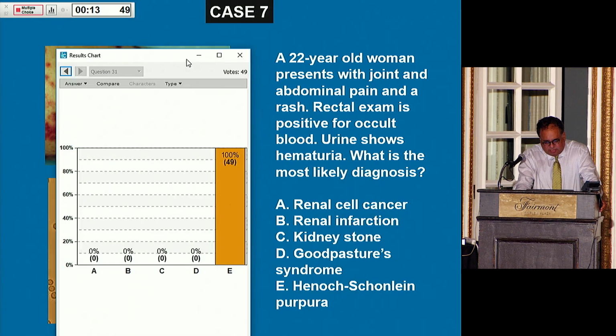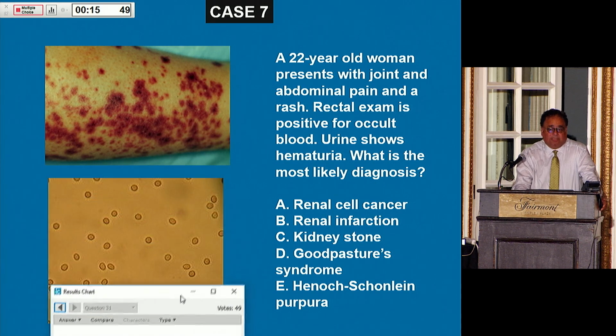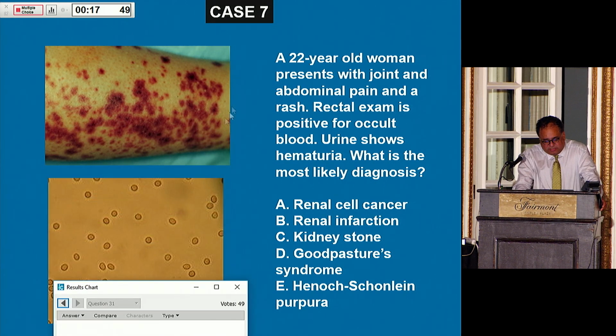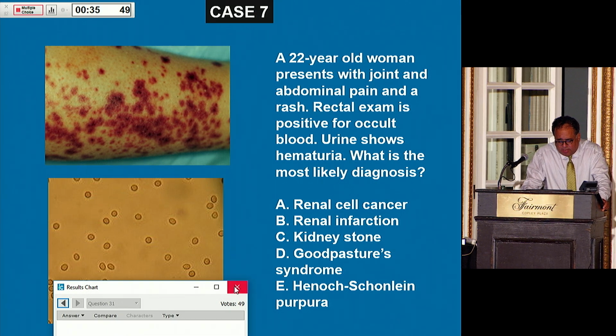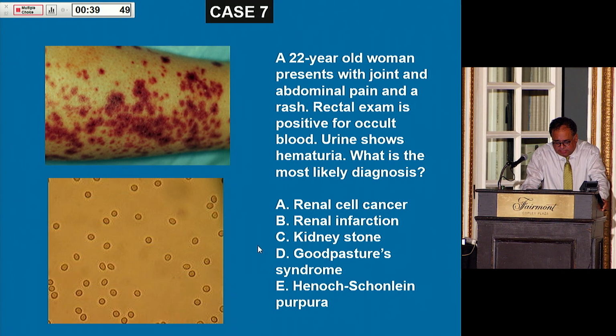This was easy, right? Everybody got it. What else could it be? This is the palpable purpura of somebody with Henoch-Schönlein nephritis. If you biopsy this, you're going to see a leukocytoclastic vasculitis. These are red cells. You might see fuzziness around there. These Mickey Mouse cells, otherwise known as anisocytosis, are usually seen in people with glomerular disease.